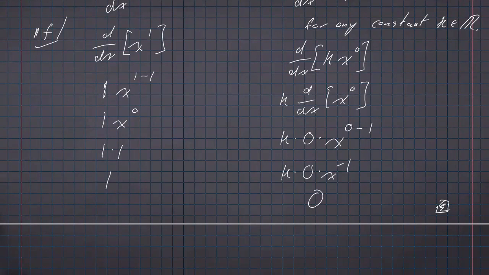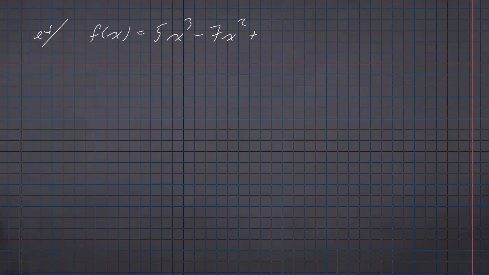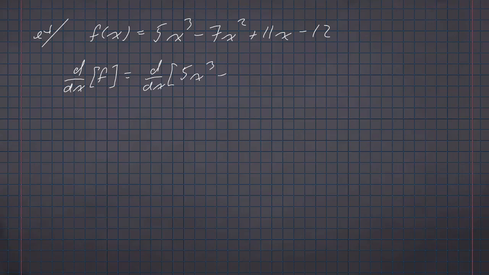But with those features in mind, we can add to it the idea of linearity, and we can take a look at a polynomial function. For example, if f of x is 5x cubed minus 7x squared plus 11x minus 12, well, then the derivative of f will be the derivative of 5x cubed minus 7x squared plus 11x minus 12.